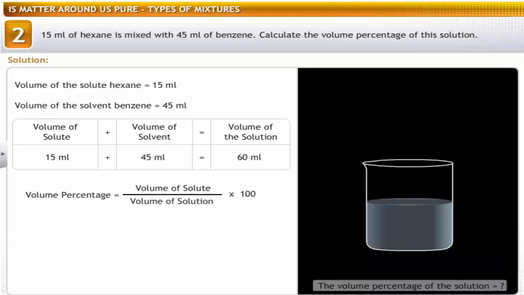Therefore, the volume percentage of the solution is given by dividing 15 milliliters by the total volume of the solution, that is 60, into 100. Hence, the volume percentage of the solution is 25%.